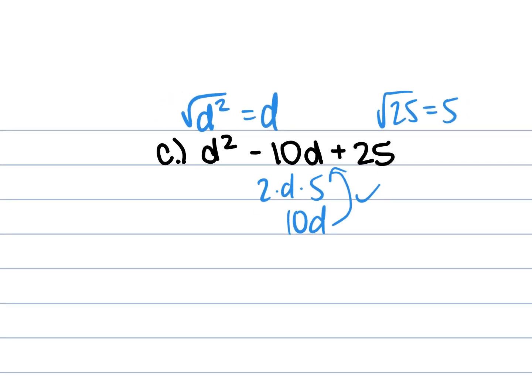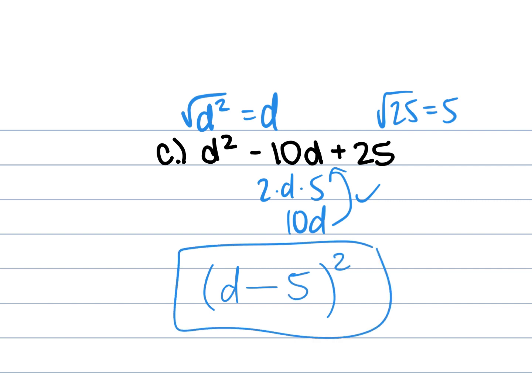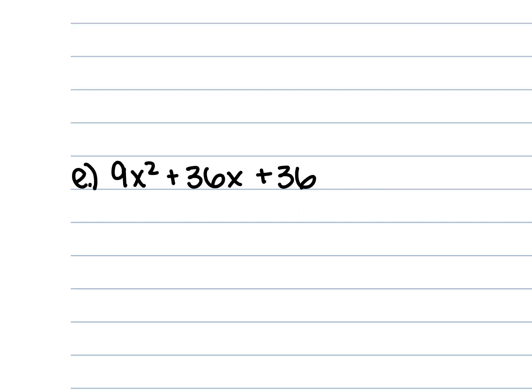Now you bring down that negative sign. You always have to multiply by 2. Bring down that negative. Then you're going to put d minus 5 squared. That's it. d minus 5 squared. And that d comes from up top, so you should highlight it so you know. Try E on your own. Go.